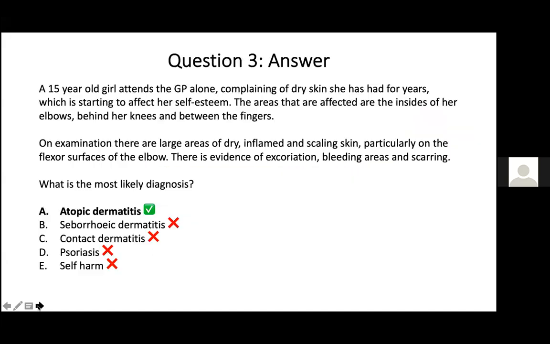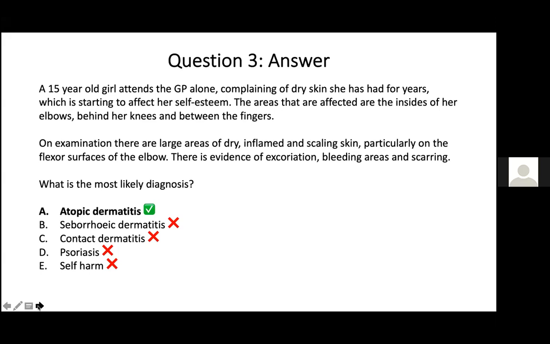So checking back with our question here. This lady had dry, inflamed, scaling skin, with evidence of excoriation, and going by the presentation, it's the inside of her elbows, behind her knees, and between her fingers. So the most likely diagnosis here is atopic dermatitis or eczema.